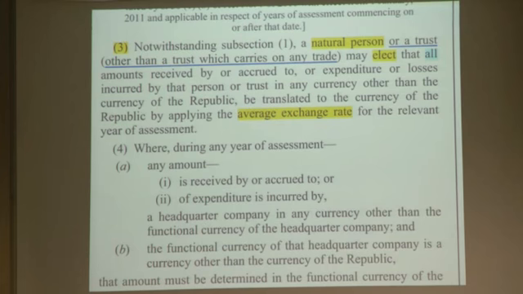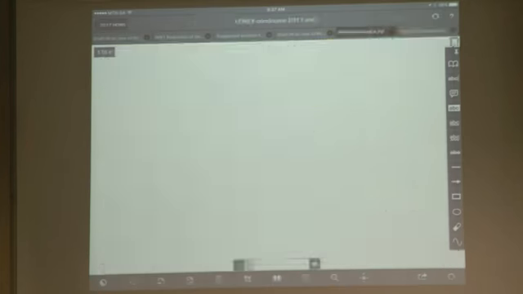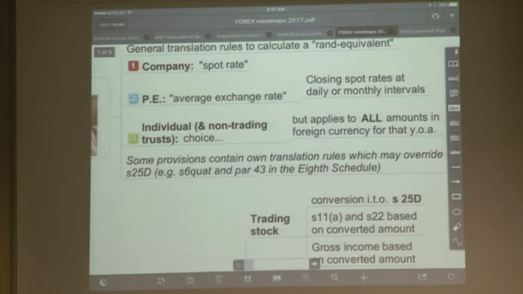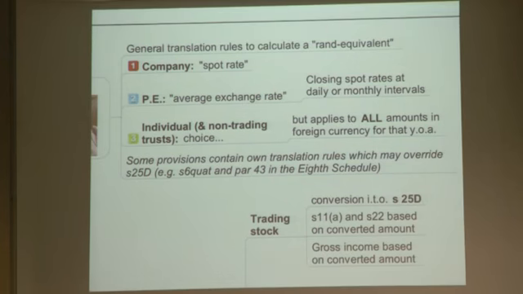Okay. So if I then go back to the mind map, I just summarized it. I said, remember, the company will always use spot rate. They don't have a choice. They will stick to the spot rate. A permanent establishment will use these average exchange rates.